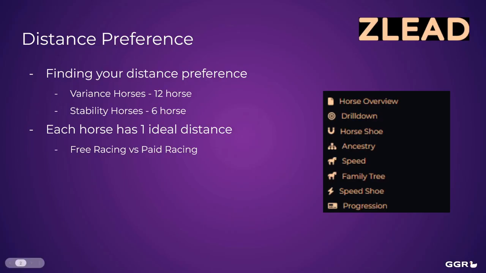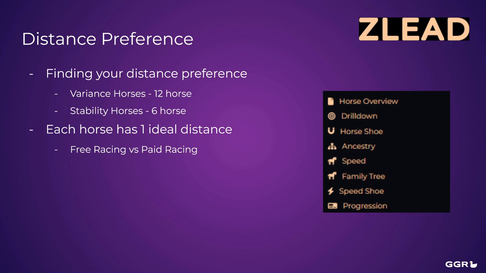So the first thing to do when you're trying to find your distance preference is to basically tell if your horse is a variance horse or a stability horse, because you'll want to go about finding distance preference in slightly different ways. For variance horses, you will want to try to figure them out in 12-horse races because flames will be a lot easier to get, whereas in 6-horse, you might lose a few flames randomly because you have too much variance. So it's hard to pin down that exact distance.